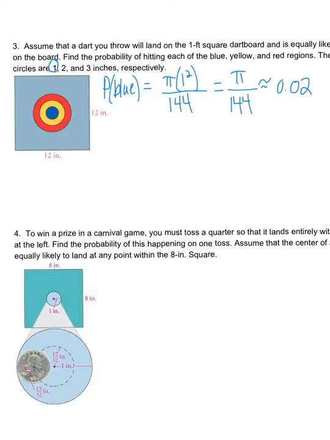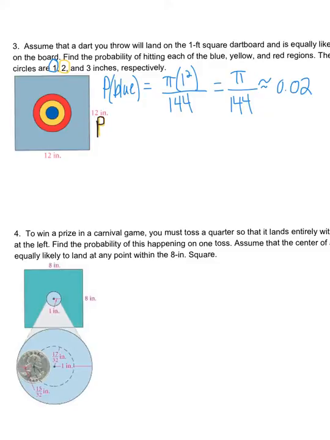Now for the yellow region, the radius of that yellow circle is 2, but I only need the yellow region, so I need the area of that yellow circle, but I'm going to have to subtract off the area of the blue circle. Can you guys see it if I write in yellow? It's kind of hard to see, so I'm going to write this one in black instead.